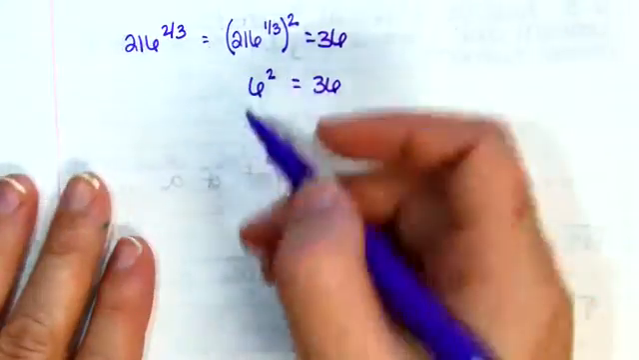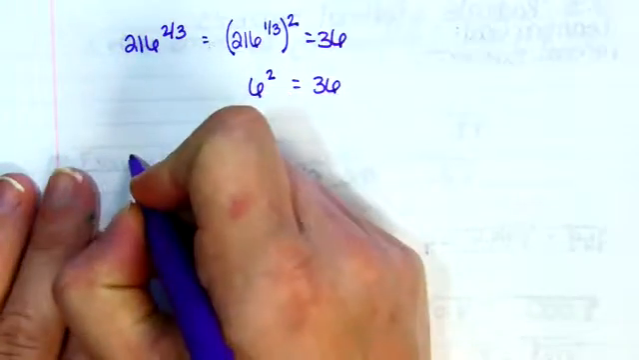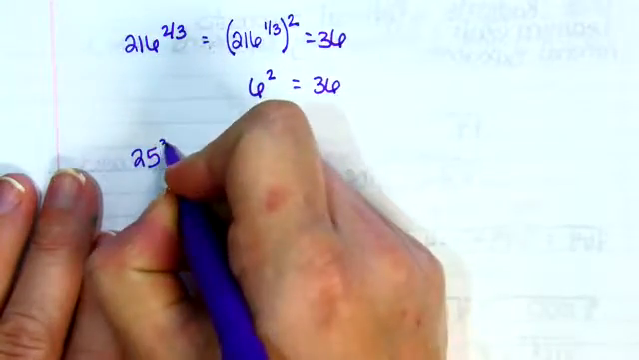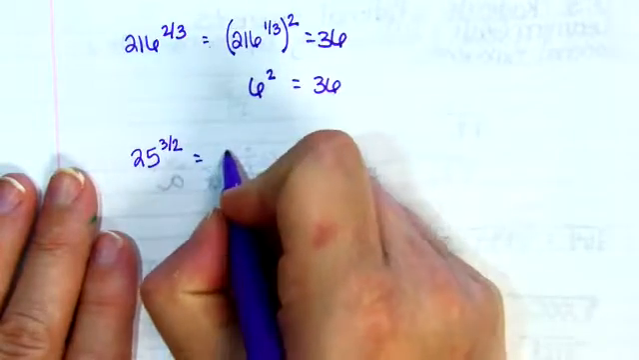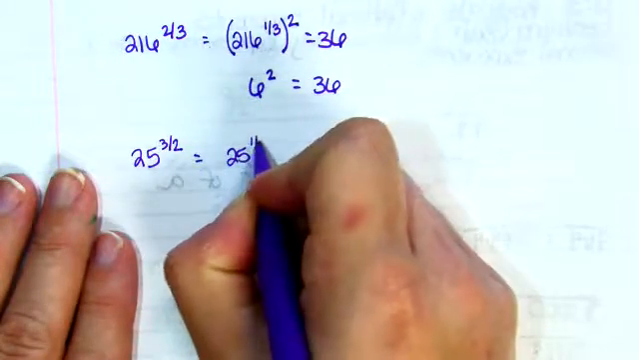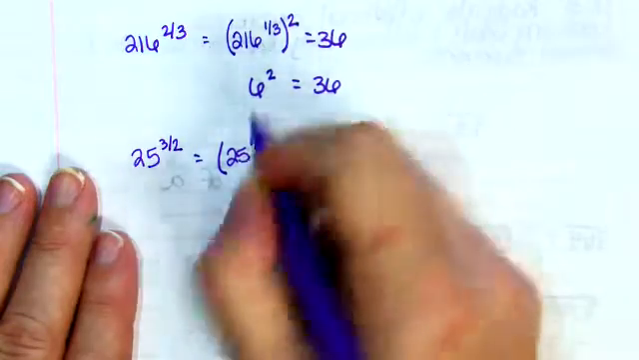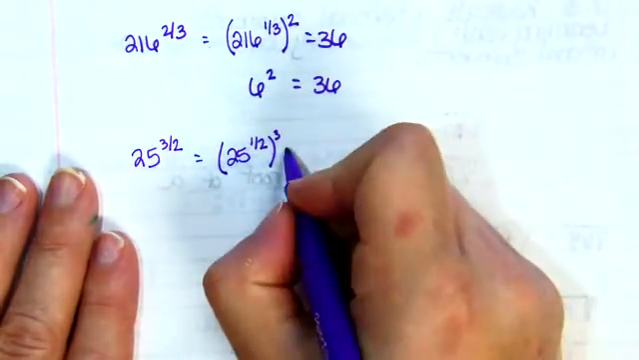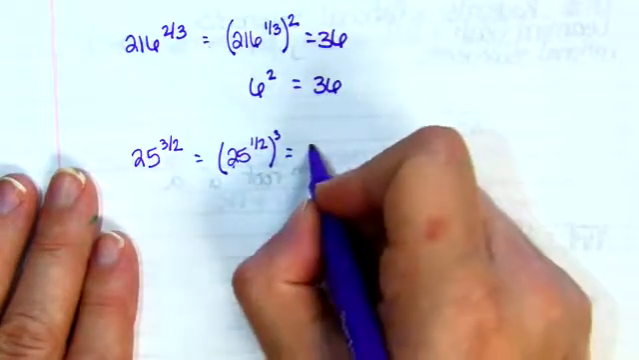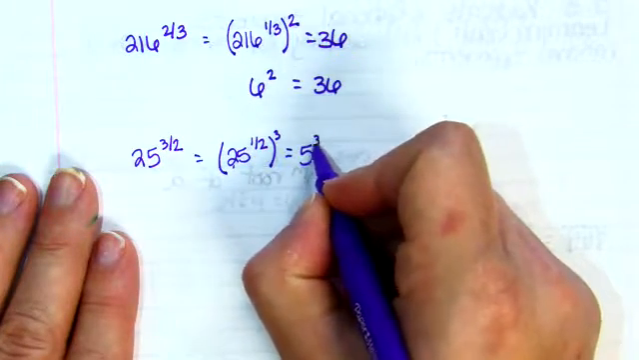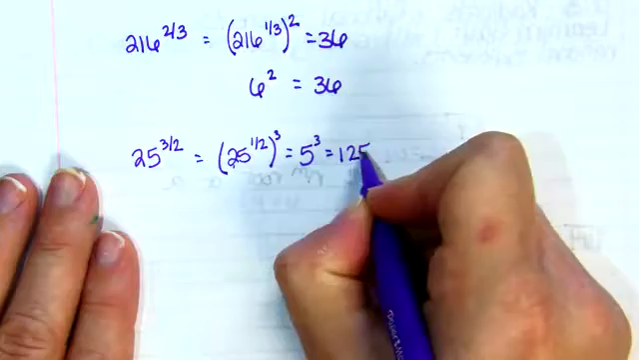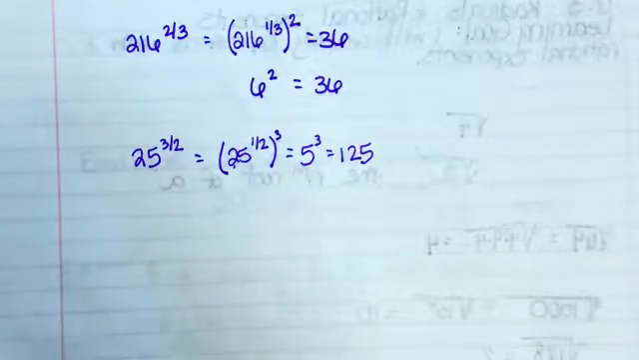One last one. If I have 25 to the 3/2, I'm going to take the square root of 25 first, or raise 25 to the 1/2 power, and then cube it. 25 to the 1/2 power is 5. That's the square root of 25. Cubed gives me 125, and that would be my answer there.